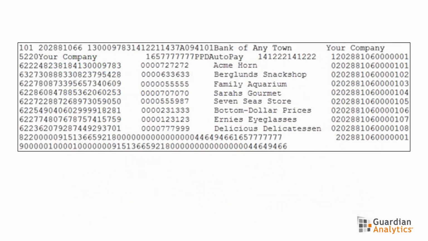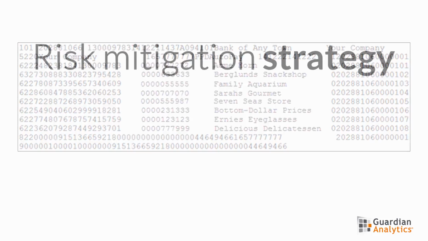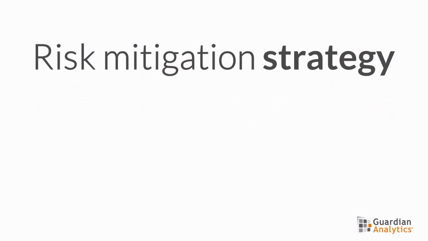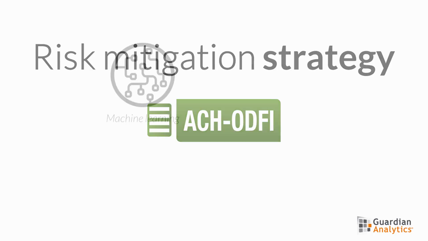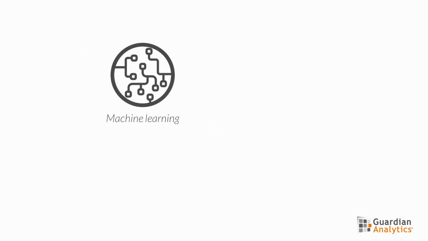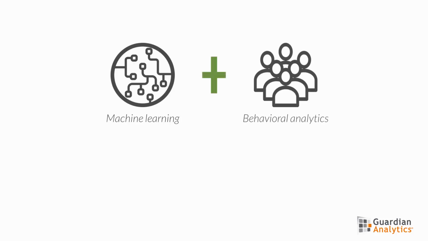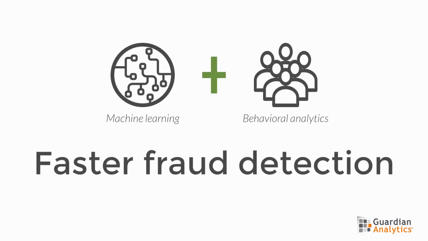The ACH file format can produce large text files that are difficult to read. A key strategy for risk mitigation in this faster ACH world is to use an automated solution for risk assessment, such as Guardian Analytics ACH ODFI or ACH ODFI Real-Time. Guardian Analytics applies machine learning and behavioral analytics to analyze ACH batches, quickly uncovering behavioral anomalies that are indicators of risk, leading to faster fraud detection in the ACH channel.